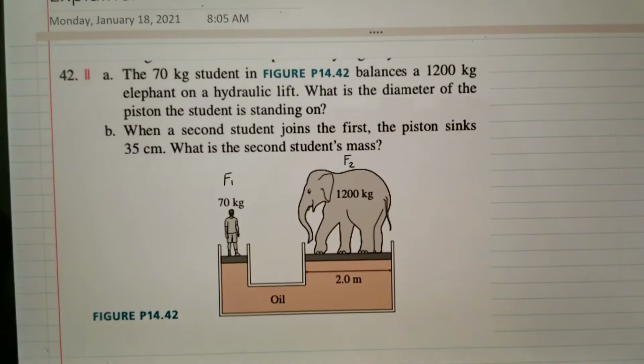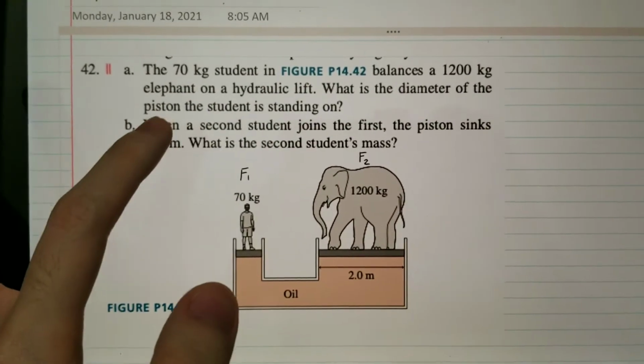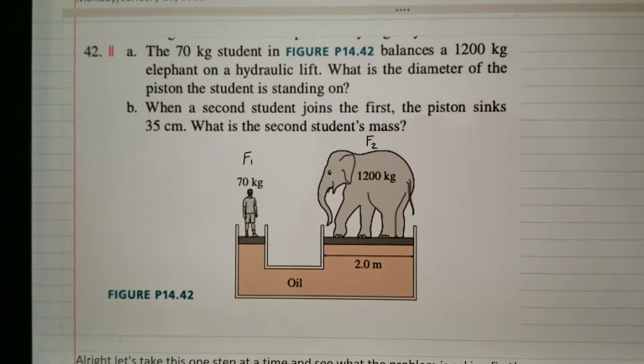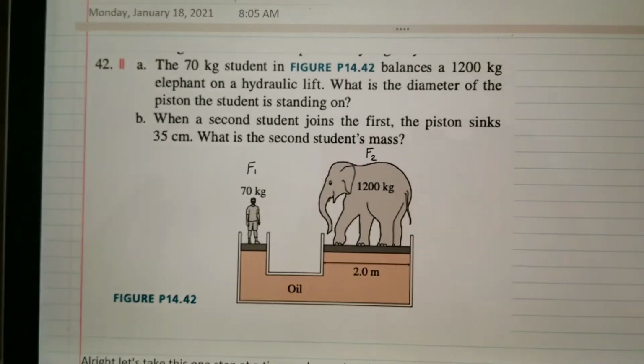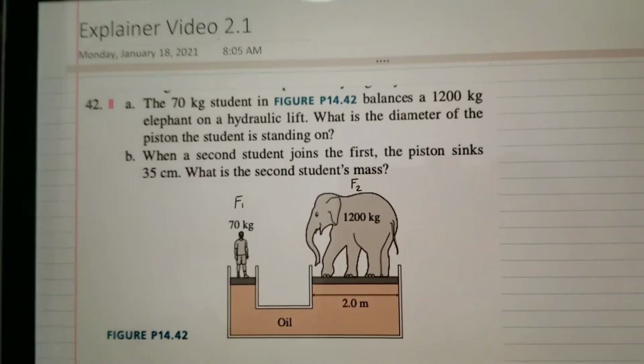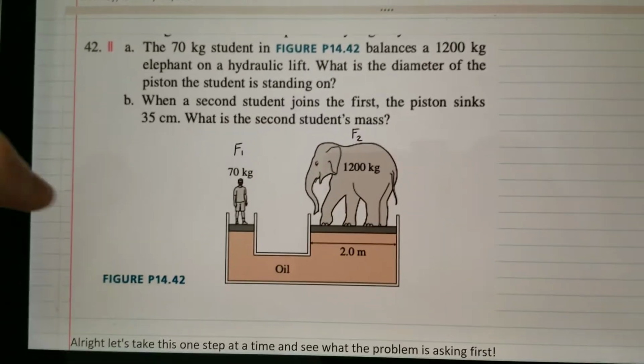Choi, and I'm going to be explaining Section 5, Explainer Video 2.1, which talks about hydraulic lifts. And jumping right in. There's a 70 kilogram student balancing a 1,200 kilogram elephant on a hydraulic lift. What is the diameter of the piston the student is standing on? And when a second student joins the first, the piston sinks 35 centimeters. So what is the second student's mass?